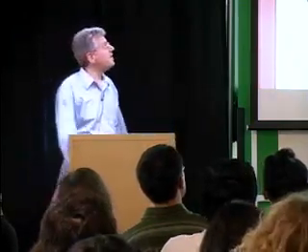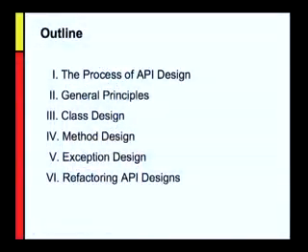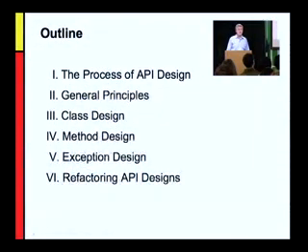So now we know what the characteristics are. How do we achieve them? And that's what the rest of this talk is about. The talk is divided into 5 sections. The first one is on the process of API design. I'm not a big process weenie, but I've found over the years that there are certain things that all good API designs have in common in terms of the processes used to create them. So I'll try to go over that. Then the general principles of API design. Then those principles as they apply to classes, as they apply to methods, and as they apply to exceptions. And finally, if I have time, I'll show you a couple of refactorings where we improve API designs.